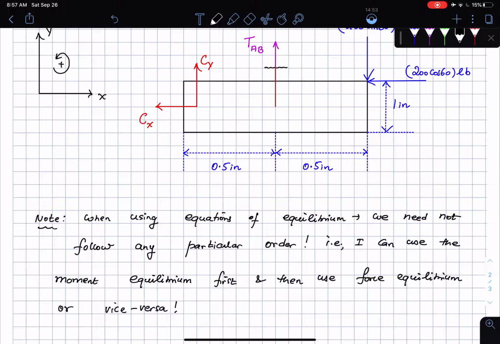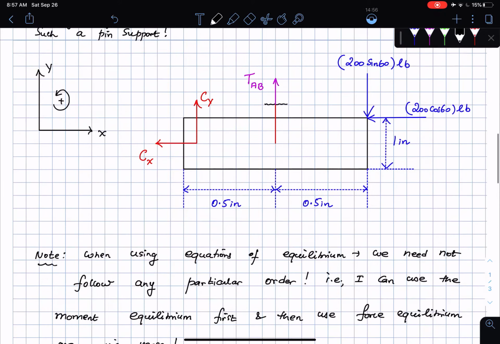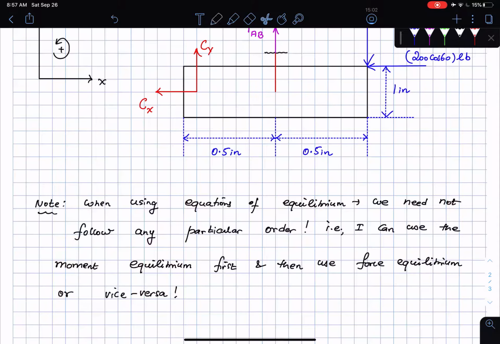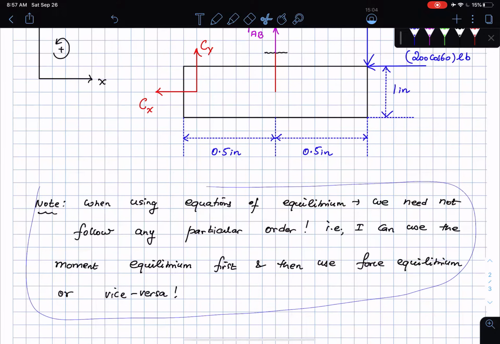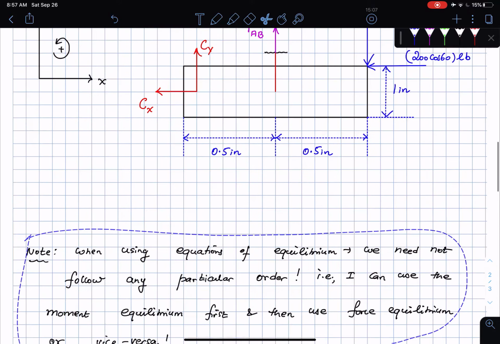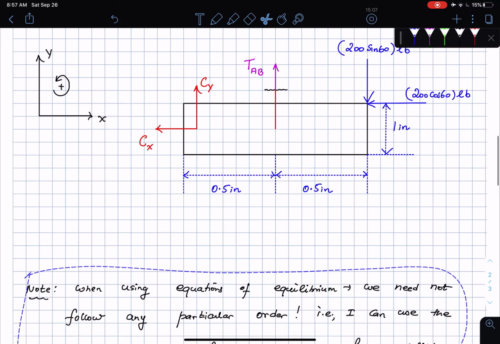Okay, there is no particular order that I need to follow in the procedure. So what I'm going to do is start using the moment equation. Let me scoot this statement down a little bit so that I can use the moment equation while looking at this figure here.